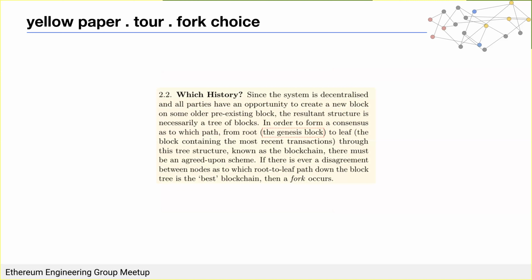It also describes the fork choice rule. So fork choice is, you're all Ethereum people, so you probably know this already, picking which chain to follow. It's agreeing on what the canonical head of the chain is. The yellow paper does describe this. EELS ignores this part, but that's fine because we went to proof of stake anyways.